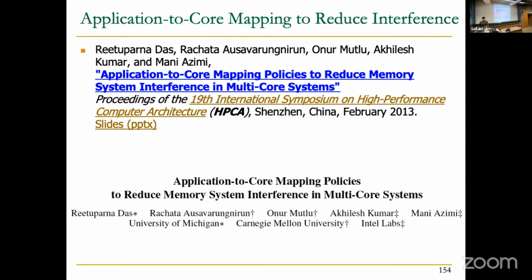So this is application to core mapping policies to reduce memory system interference in multi-core systems. This is a different class of techniques for maintaining quality of service. You have a many-core system, and some cores are closer to the network chip, for example, than others, so that they can have faster, higher throughput access to the network. Some cores are closer to the memory controller, and they have faster or lower latency access to main memory.